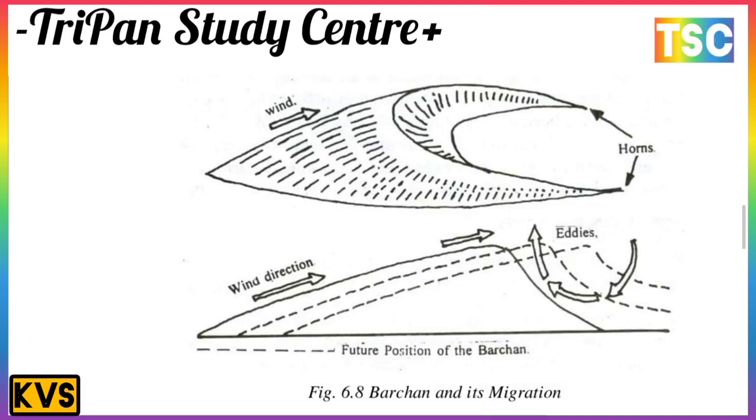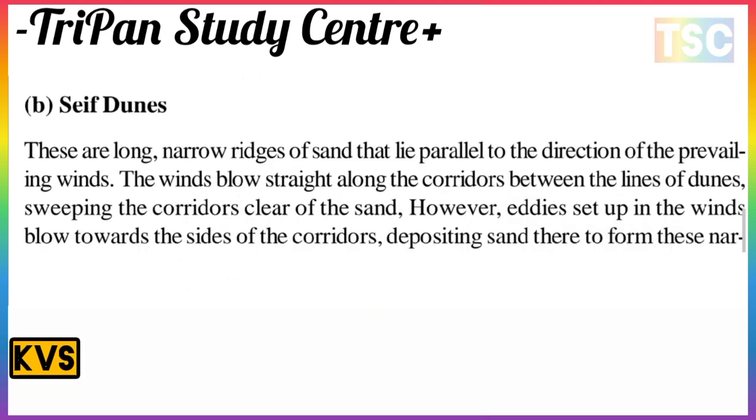Here the diagram shows a Barchan and its migration. In the first diagram, the wind blows upward and there are horns present in this. In the second, the future position of the Barchan, there is the wind direction and there are edges. This is the Barchan's migration.